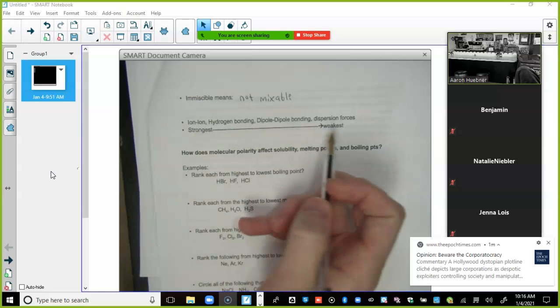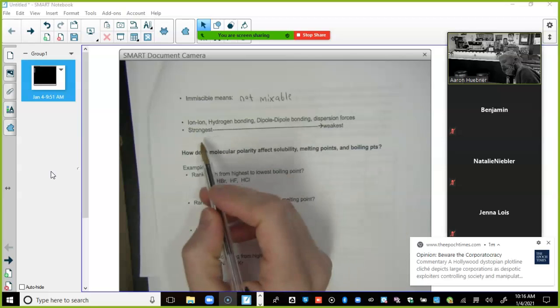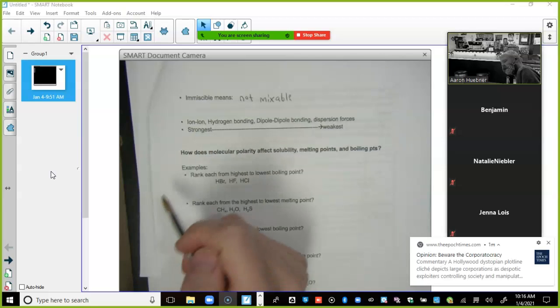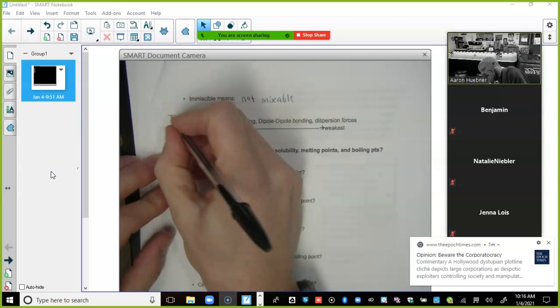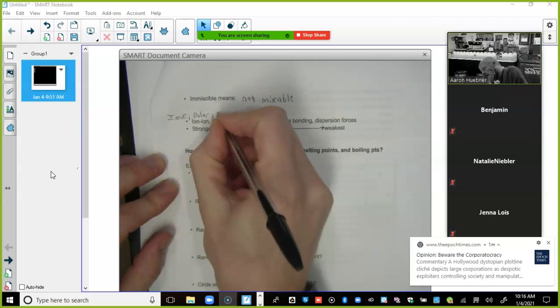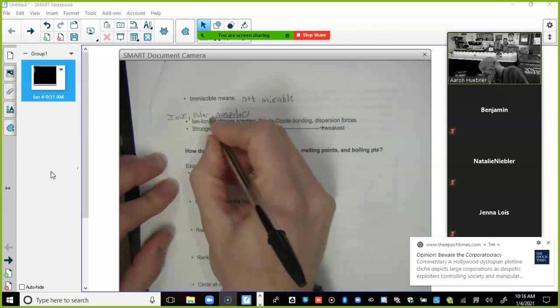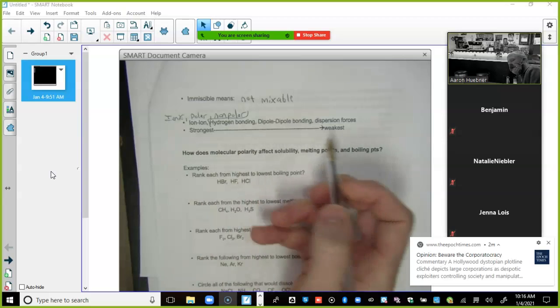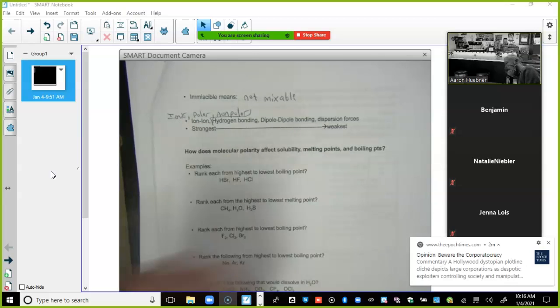Here's looking at different bonds. We got ion-ion, hydrogen bonding, dipole-dipole, dispersion. It's going from strongest to weakest. Technically, you could add a few more in here. You got ionic, polar, non-polar, and then you do hydrogen bonding, dipole-dipole, dispersion. Ion-ion, I would say, is ionic.